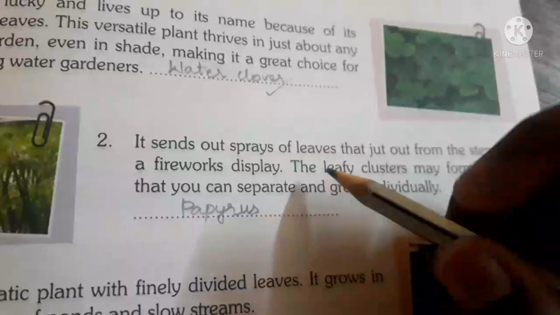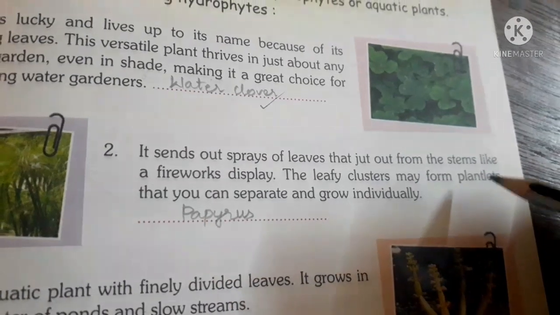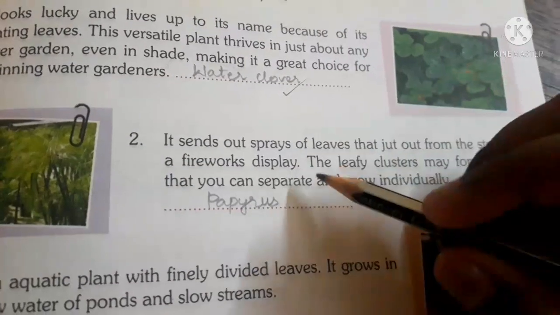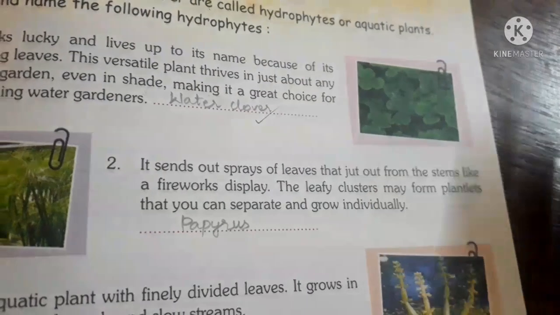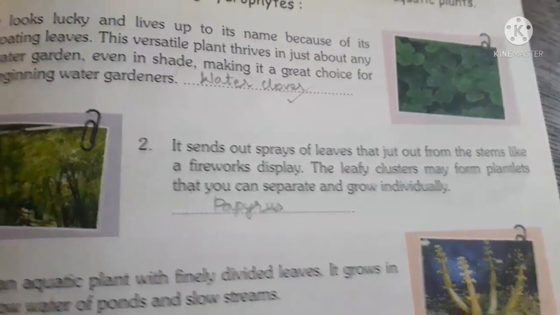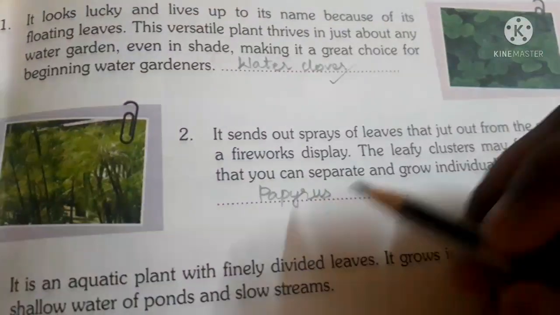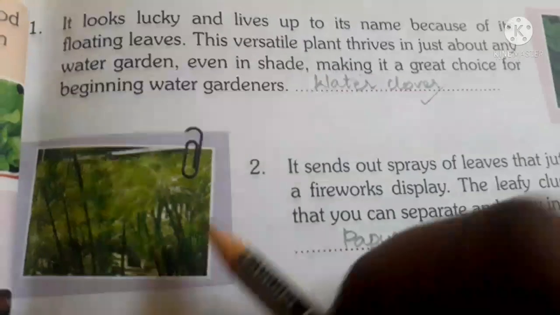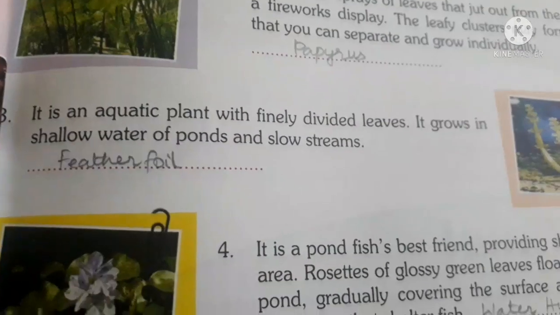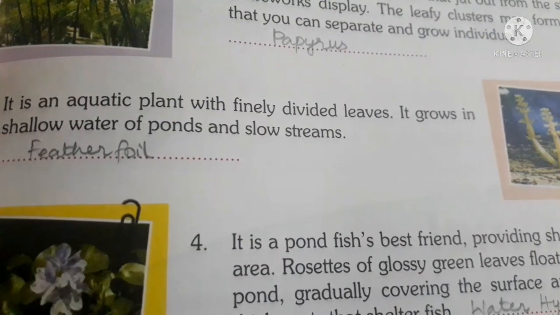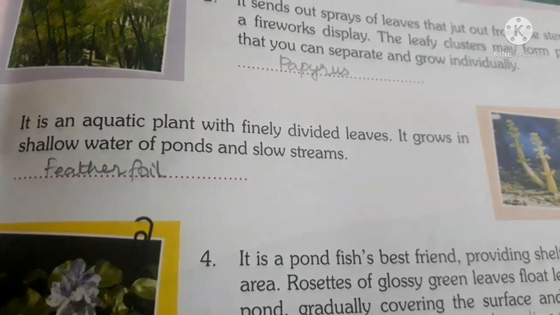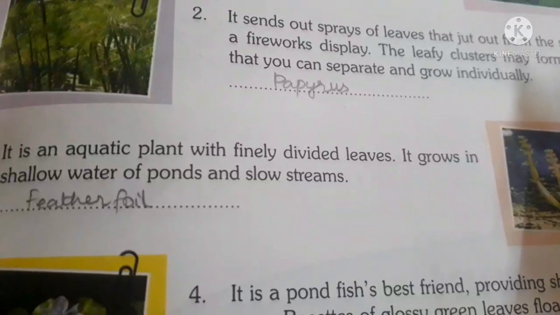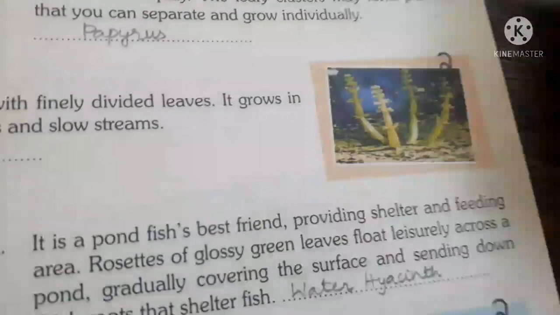It sends out sprays of leaves that shoot out from the stems like a fireworks display. The leaf clusters may form plantlets that you can separate and grow individually. This is called papyrus. Then it is an aquatic plant with finely divided leaves. It grows in shallow water of ponds and slow streams. It is called feather foil.